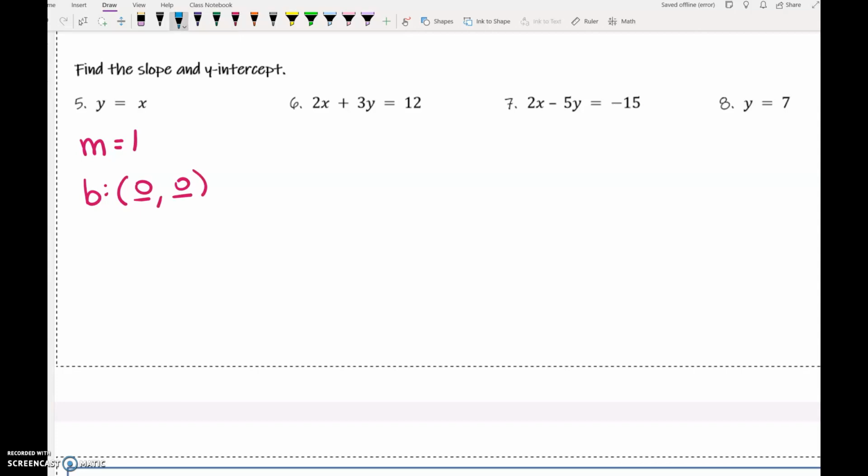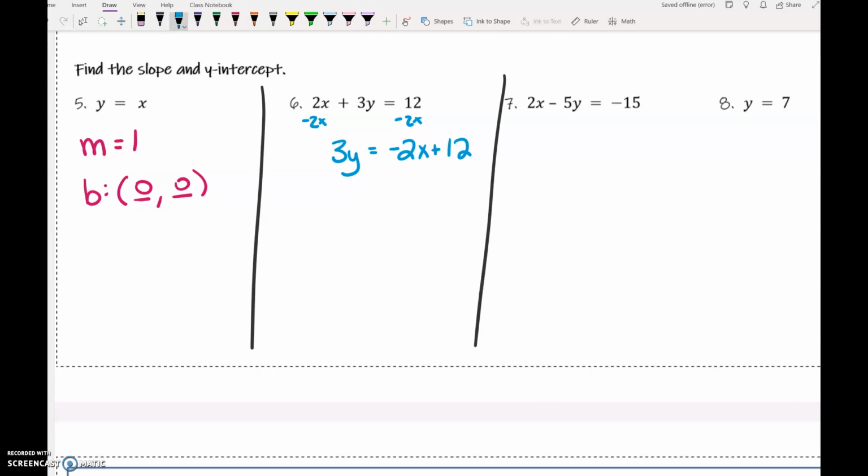Number 6, first we're going to have to get y by itself before we can figure out what the slope and the y-intercept are. So what should we do first to get y by itself? Subtract 2x. So I have 3y. I like to put the x term first because then it looks more like y equals mx plus b. And then I need to divide everything by 3. I would divide each term by 3. It'll make it easier to simplify everything.